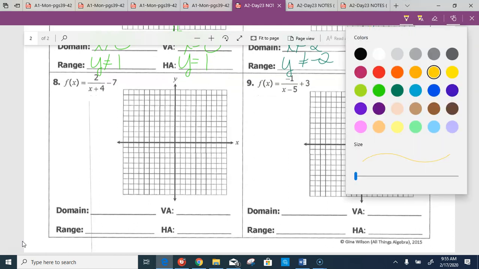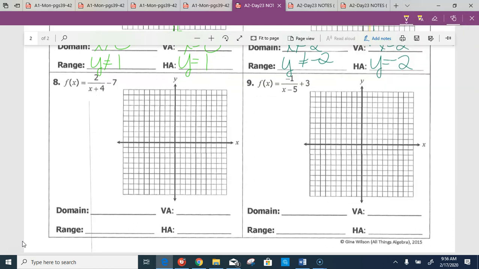For number 8, same type of thing again. So what I have is a positive 2 on top, so that won't reflect my graph. I'll make it slightly wider. Plus 4. So my domain can be anything but a negative 4, because negative 4 plus 4 would give me a 0, and you can't have a 0 in the denominator. So I have a vertical asymptote at x equals negative 4. Negative 1, 2, 3, 4. I'll make an asymptote line going down.